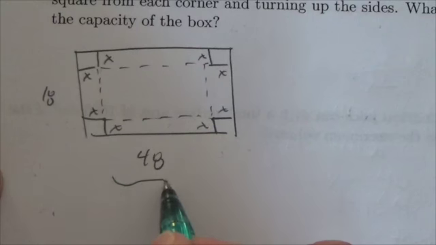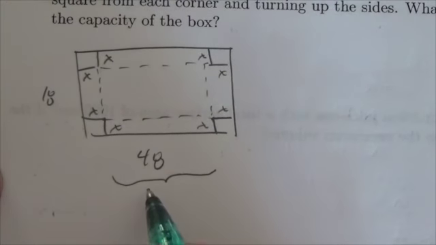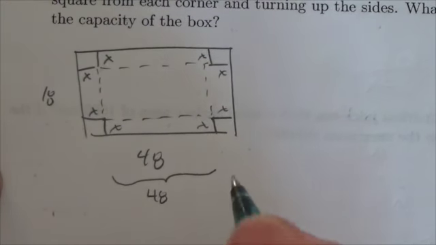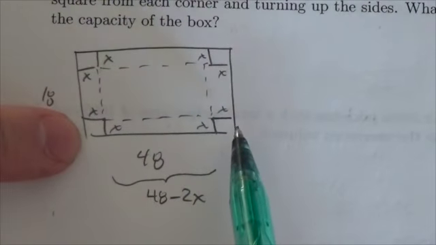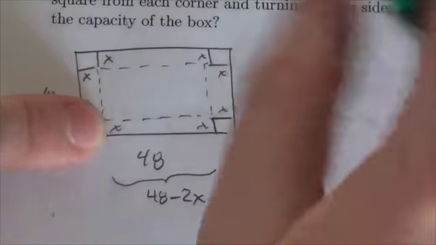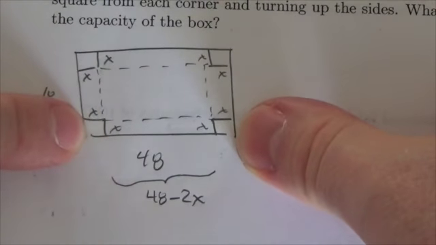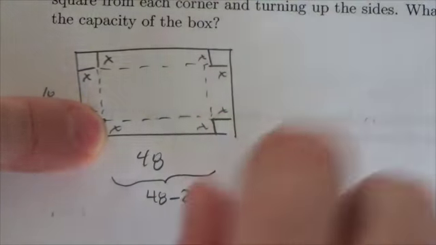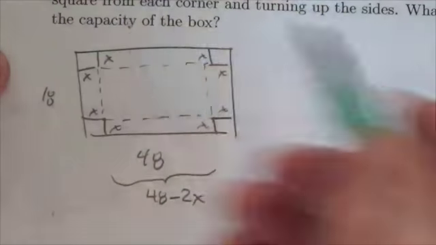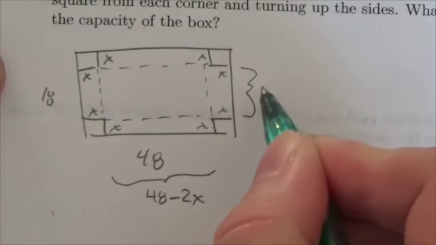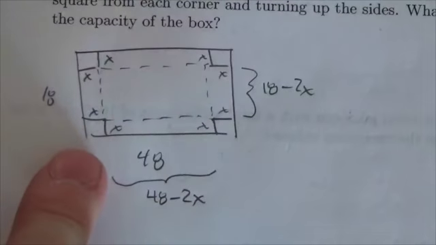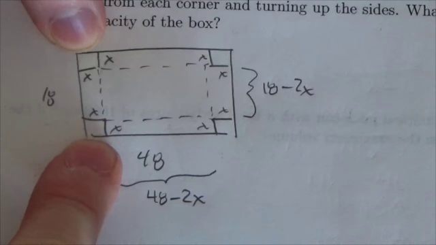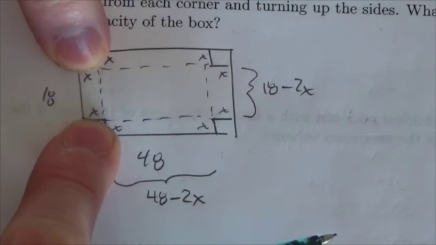Well, the length of the box is going to be 48 centimeters minus 2 x's. 48 minus 2x. I'm going to come in x on both sides here. The width of the box is going to be 18 minus 2 x's. So this distance right here is 18, and then we're coming in an x on either side.